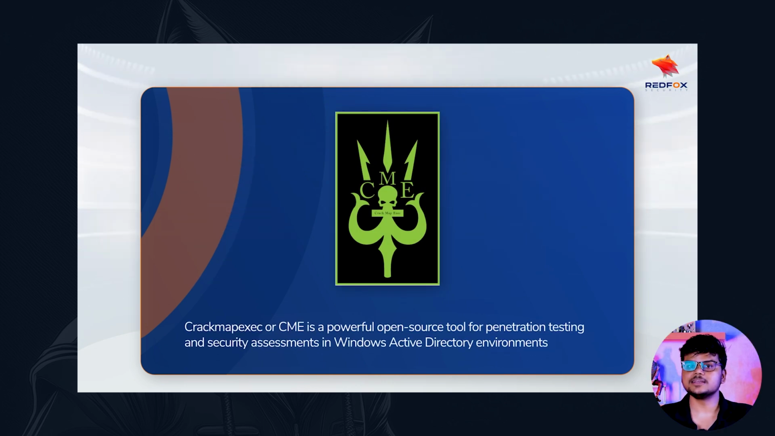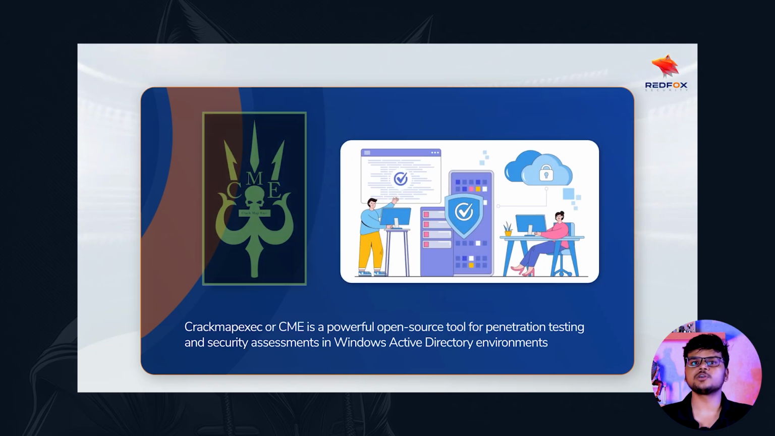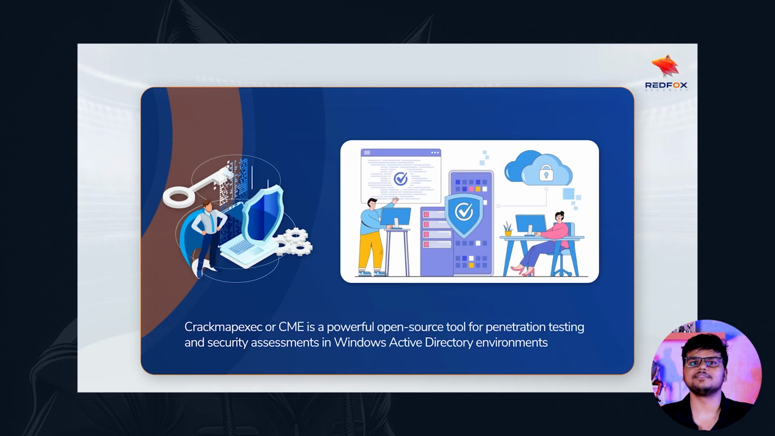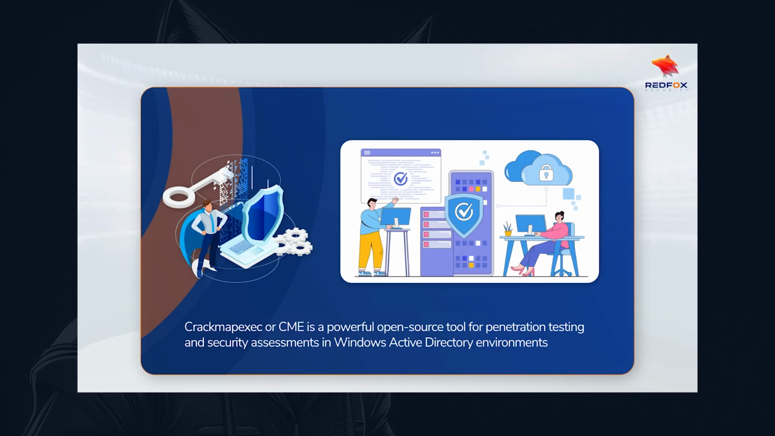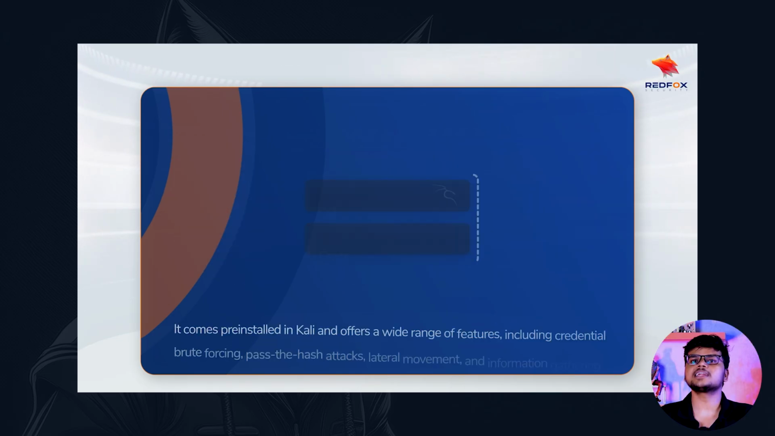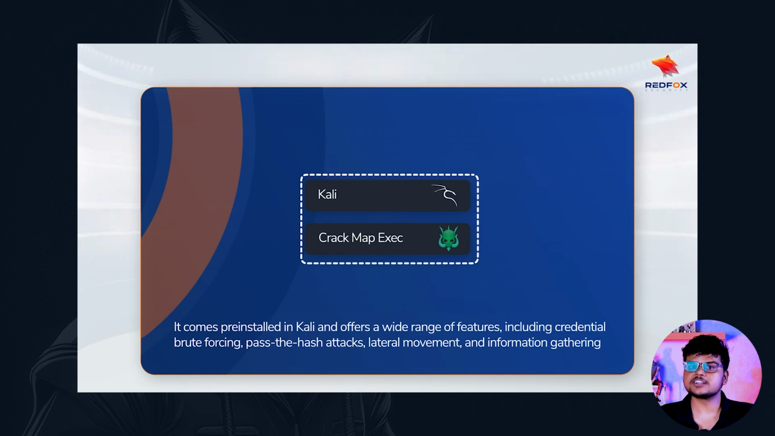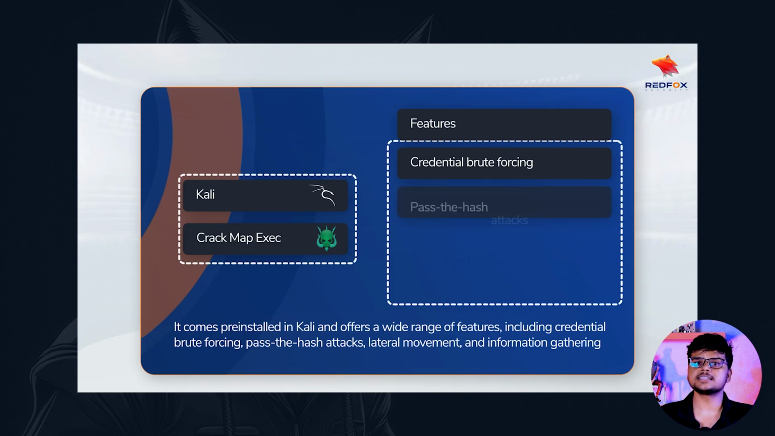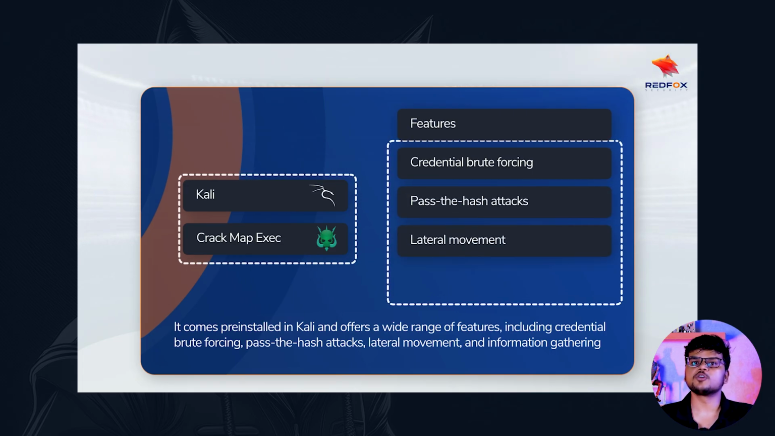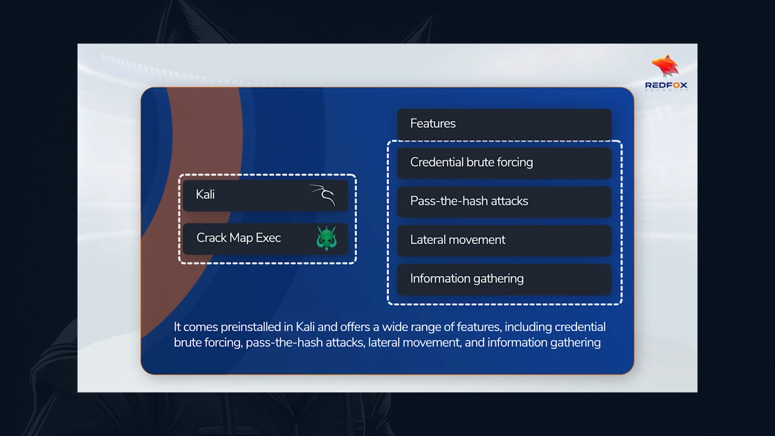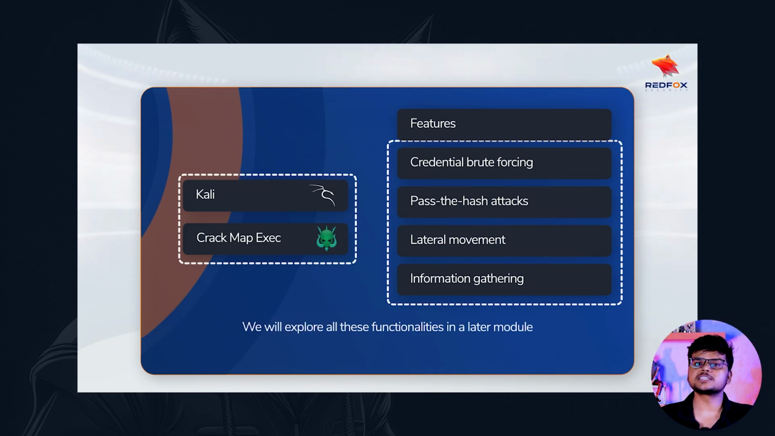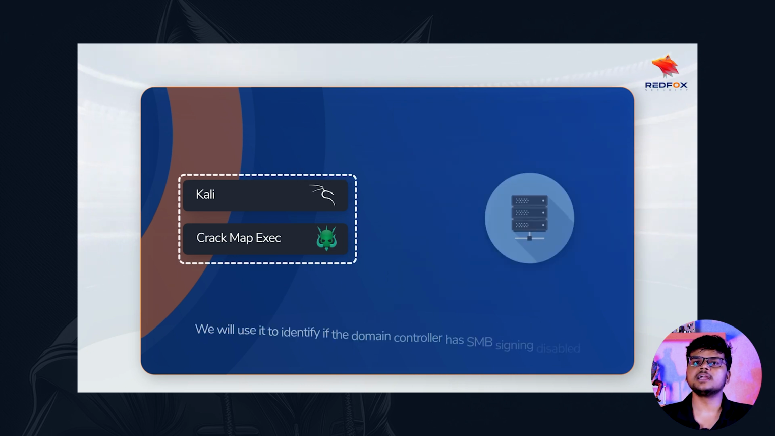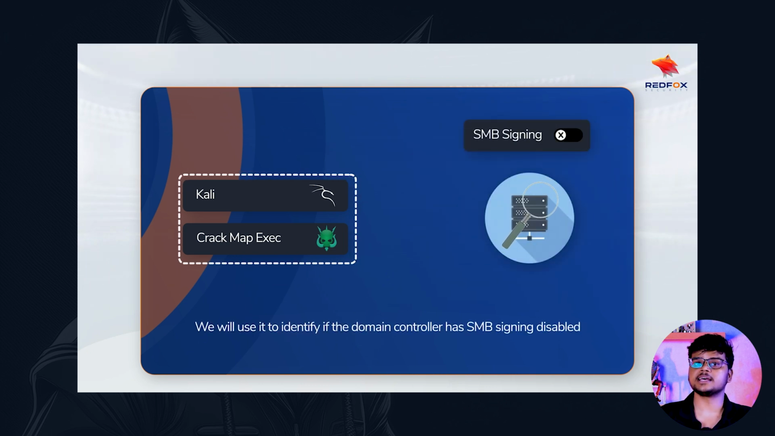CrackMapExec, or CME, is a powerful open source tool for penetration testing and security assessment in Windows Active Directory environments. It comes pre-installed in Kali and offers a wide variety of features, including credential brute forcing, pass the hash attacks, lateral movement, and information gathering. We will explore all this functionality in a later module. We will use it to identify whether the domain controller has SMB signing disabled.